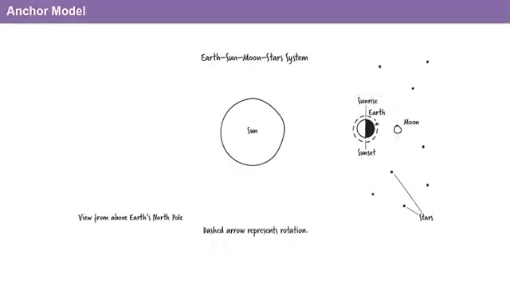We learned that the moon orbits Earth in a counterclockwise direction. So let's draw that orbit into our model. And let's write solid arrow represents orbit.